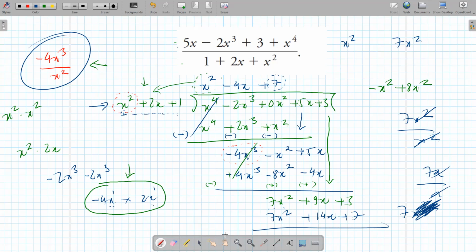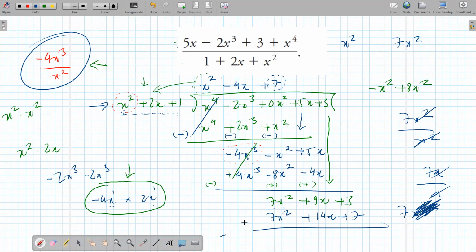And you subtract this. When you subtract, all the signs flip, so they all become negative. 7x squared minus 7x squared is 0. 9x minus 14x is negative 5x. 3 minus 7 is negative 4. And there we go, we're done. This is our quotient, and this is our remainder.